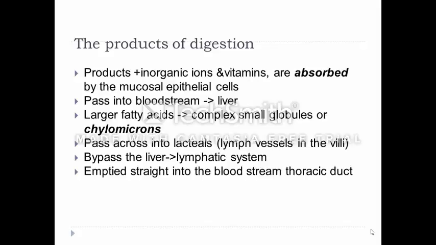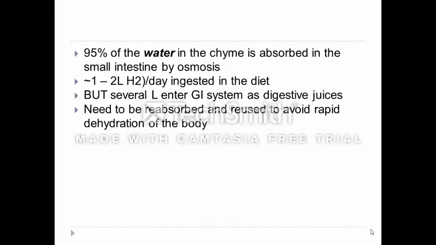Larger fatty acids are in complex small globules, or chylomicrons, and these pass into the lacteals, or the lymph vessels in the villi. They bypass the liver altogether, going through the lymphatic system to be emptied straight into the bloodstream at the thoracic duct. 95% of the water in chyme is absorbed in the small intestine by osmosis.